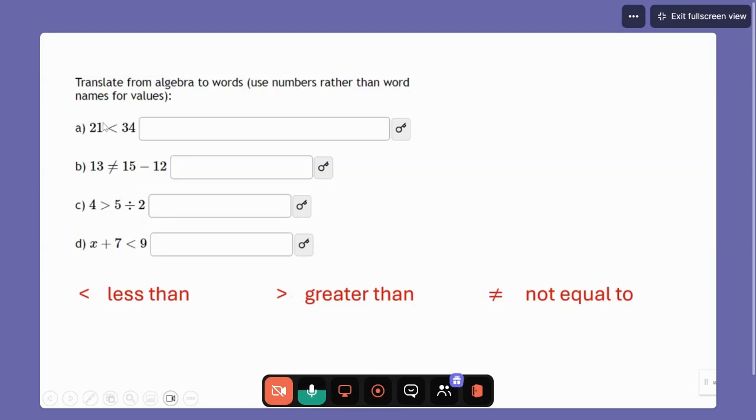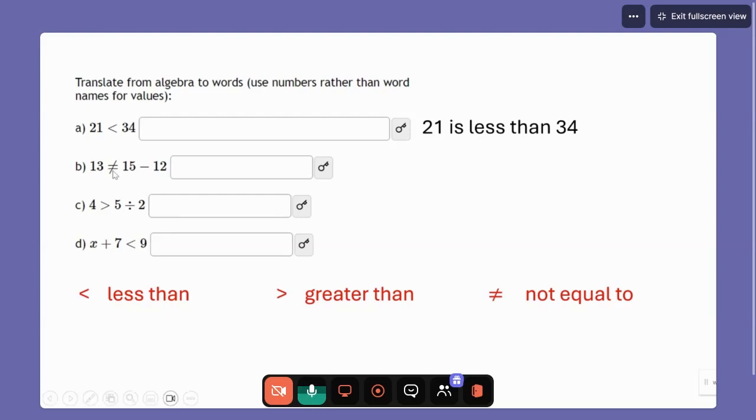So up to here, we see start small, gets big. So that is the less than sign. This says 21 is less than 34. So let's put that into words. Just like it sounds, 21 is less than 34. Which is true, by the way, right? 21 is a smaller number than 34.